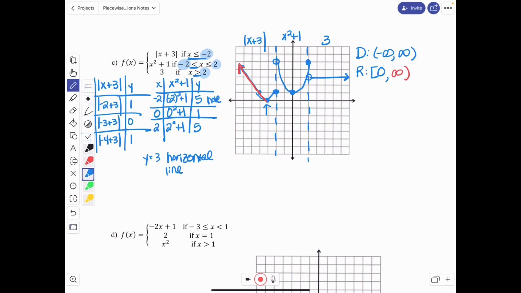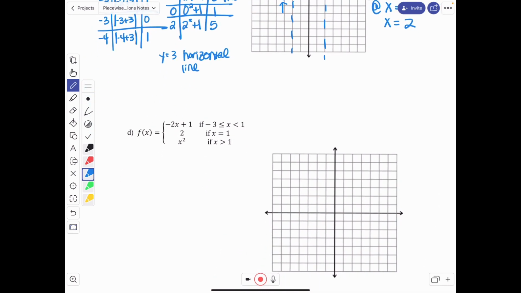Now, points of discontinuity. I would say that this one is discontinuous at x equals... you look at where your holes are, holes that haven't been filled in. It's discontinuous at x equals -2 and x equals +2.